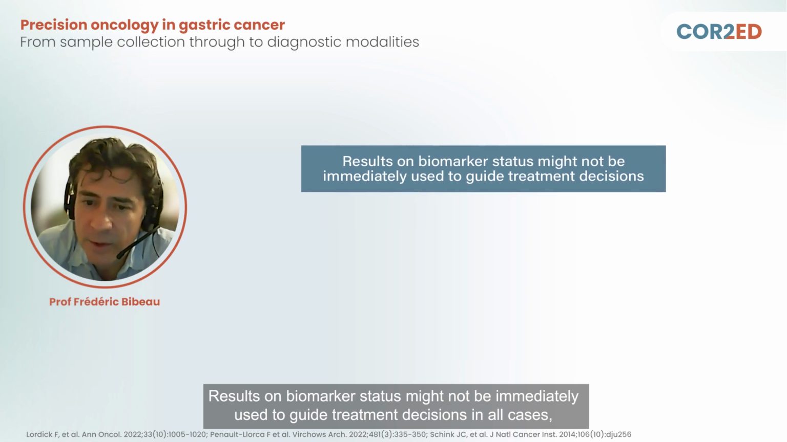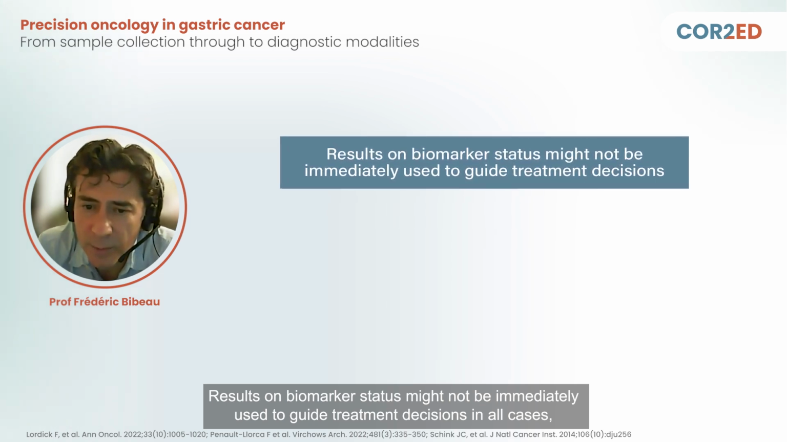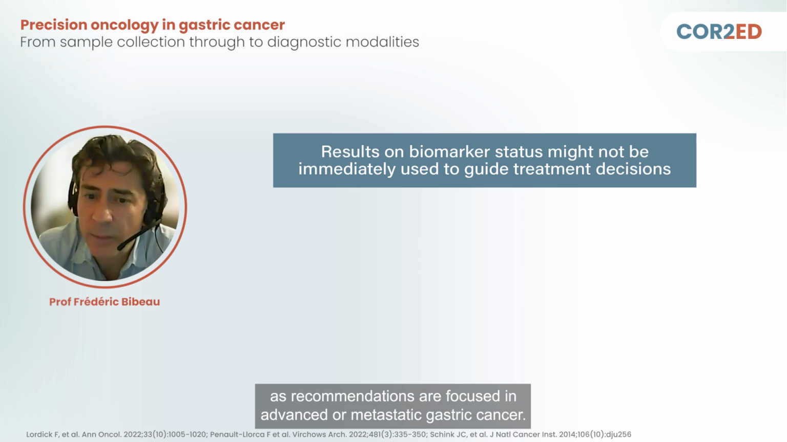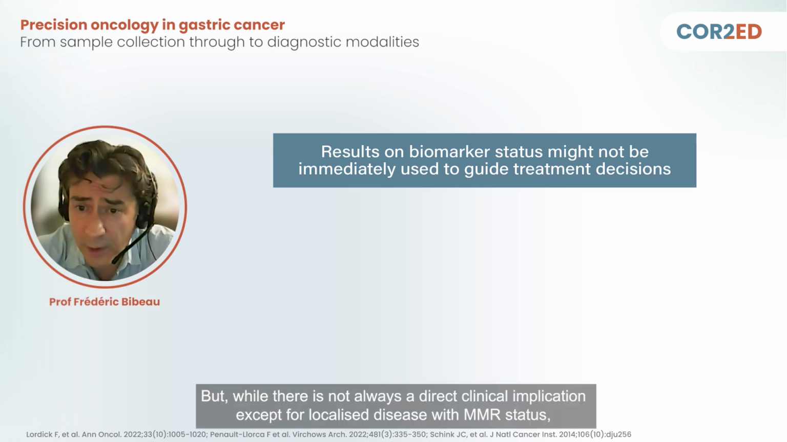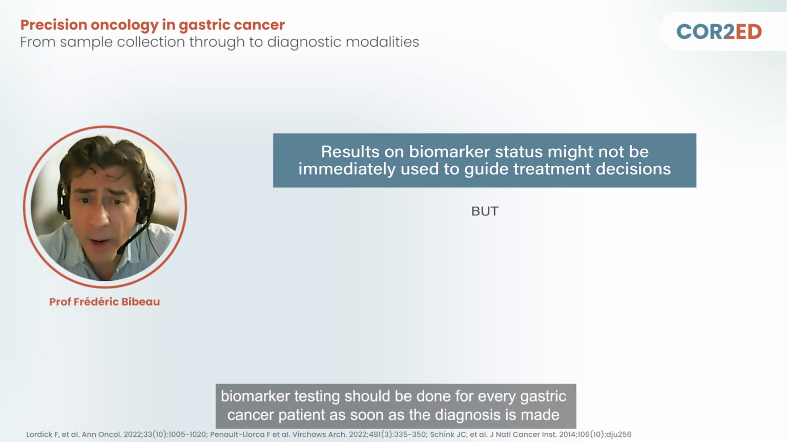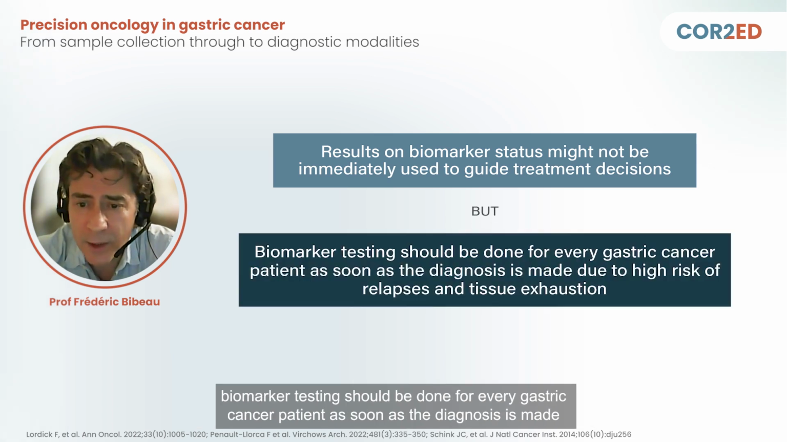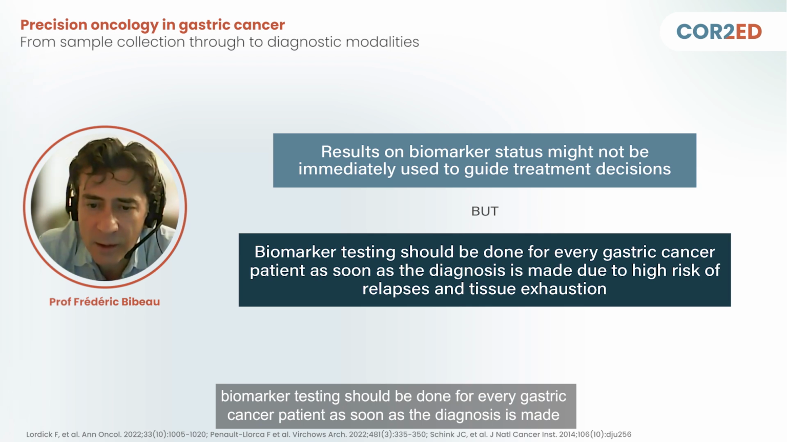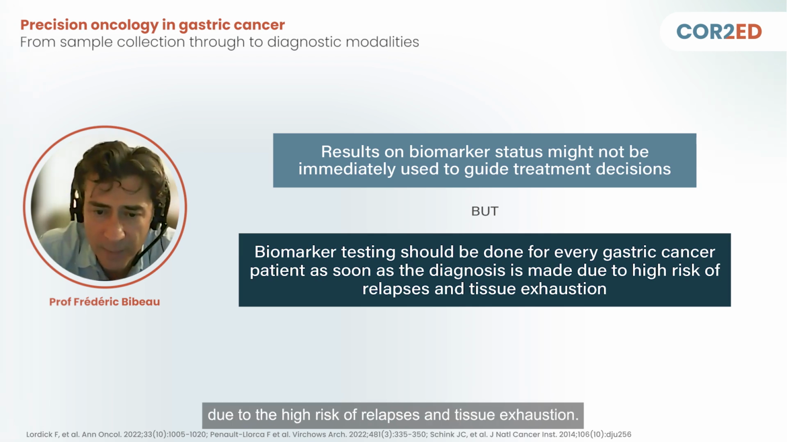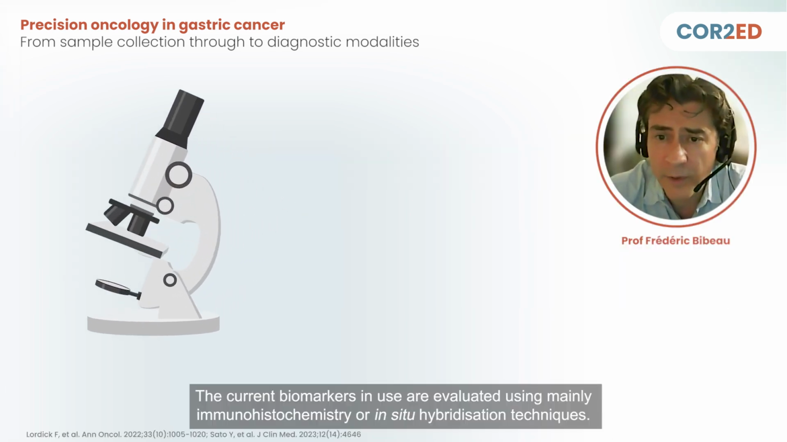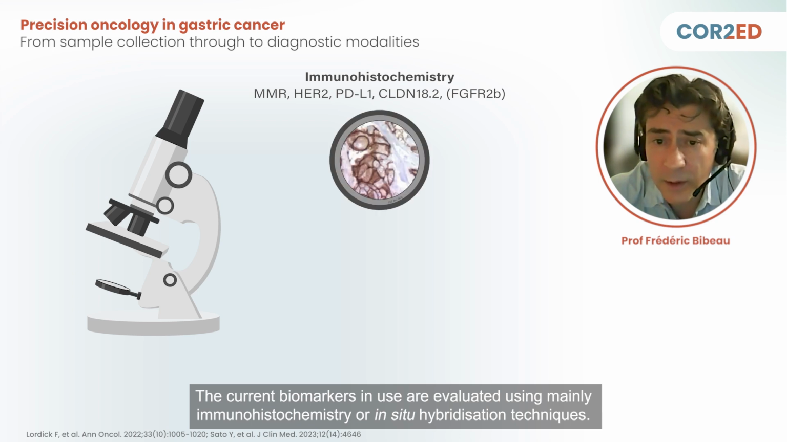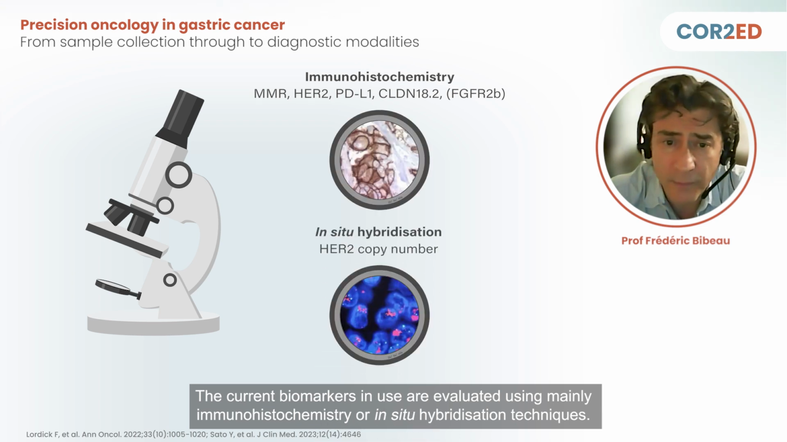Results on biomarker status might not be immediately used to guide treatment decisions in all cases, as recommendations are focused on advanced or metastatic gastric cancer. But while there is not always a direct clinical implication, except for localized disease with MMR status, biomarker testing should be done for every gastric cancer patient as soon as the diagnosis is made due to the high risk of relapses and tissue exhaustion.